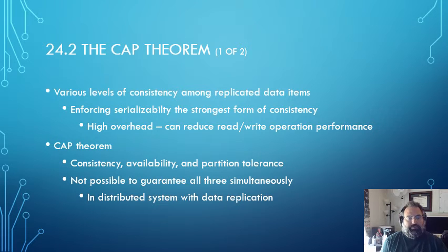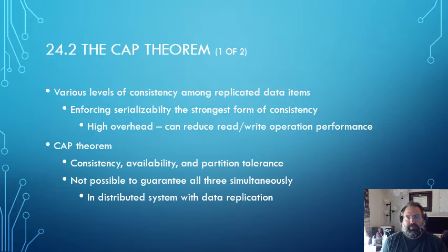The various levels of consistency among replicated data items: enforcing serializability is the strongest form of consistency. There's high overhead, however, it can be reduced through read-write operation performance. The CAP theorem states that basically you have a trade-off between consistency, availability, and partition tolerance. You may be able to give up one of those for a short period of time. It's not possible to guarantee all three simultaneously. Generally speaking, though, it's a trade-off, and it's kind of an interesting theory because you don't really have control over some of those.